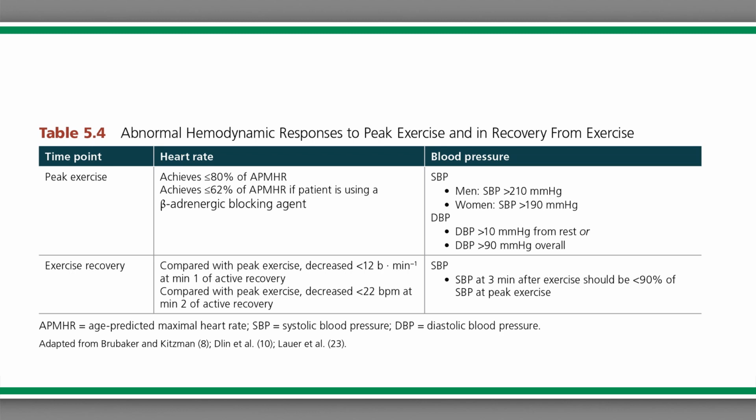So we have our abnormal peak exercise blood pressure. Men greater than 210, women greater than 190. During recovery, the systolic blood pressure should be at least less than 90% of the peak. And if we have it still elevated, we know that that's an abnormal response.